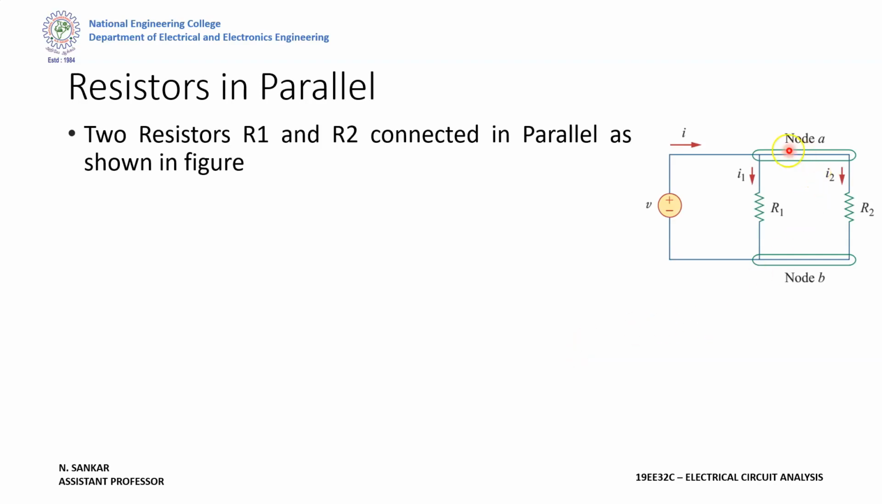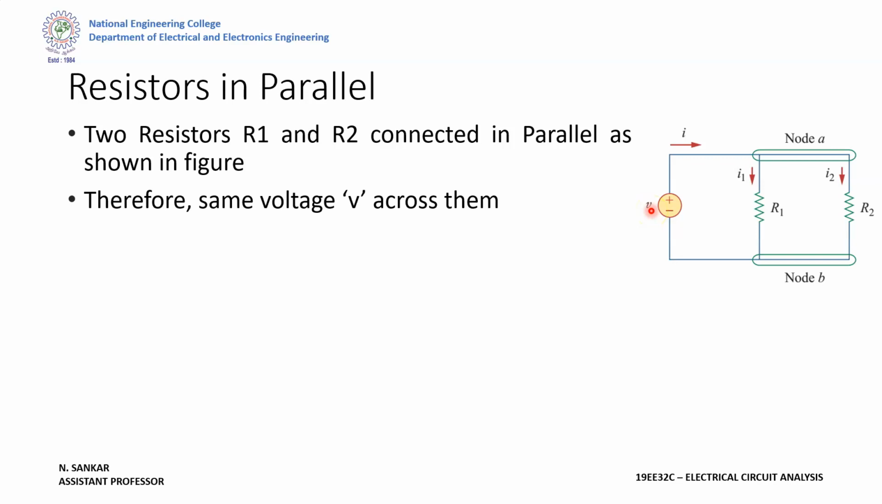So consider two resistors connected in parallel like this. Here I1 is the current through resistor 1 and I2 is the current through resistor 2, and small I is the total current supplied by the voltage source, and V is the voltage across your input. That will be the same for R1 and R2. That is, the voltage drop across R1 is equal to V, and the voltage drop across R2 is equal to V.